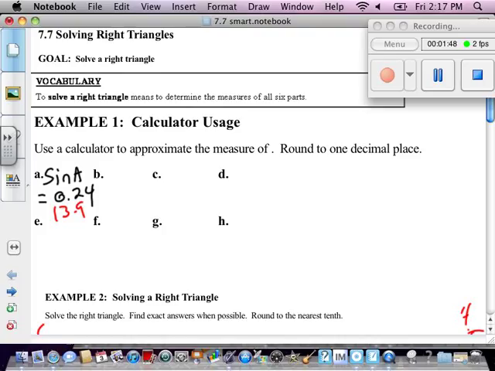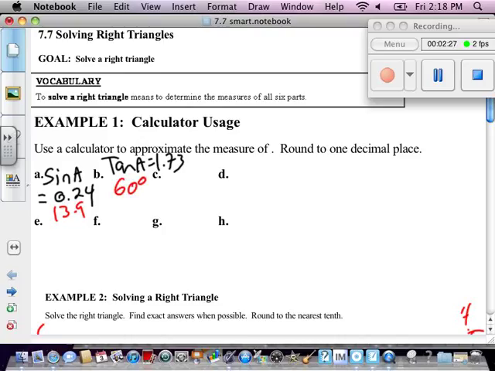So I'm going to try another one. We've got, for B, tan of A equals 1.73. So I am simply going to push into my calculator, second tan 1.73 equals, and I get 59.9, well, 60 approximately. Make sure you slow down. Okay, so it's approximately 60 degrees.